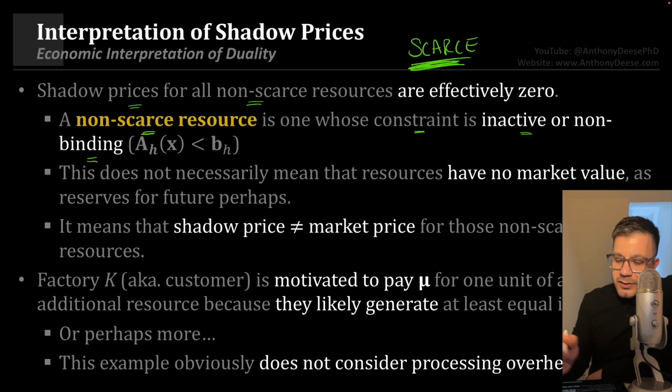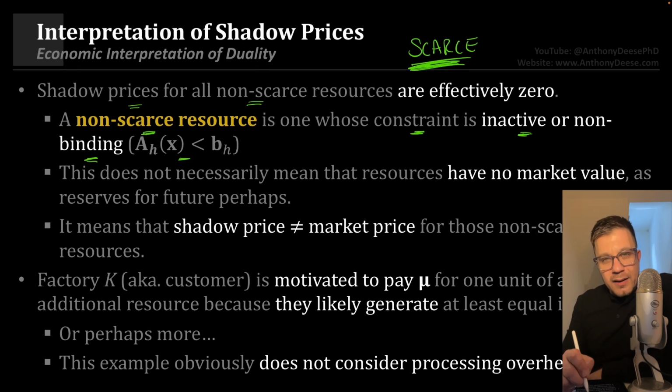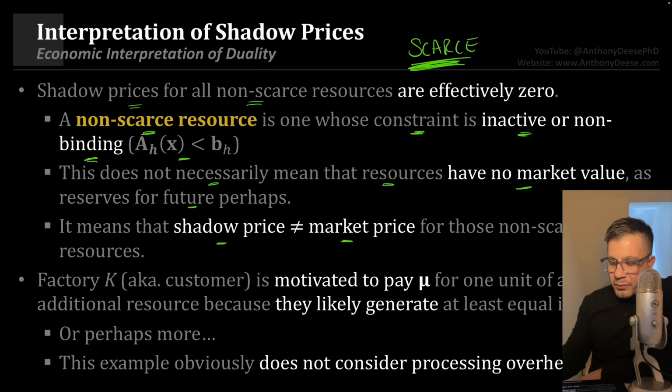A non-scarce resource is one whose constraint is inactive or non-binding. Right? This should sound familiar. We talked about this a lot in the past, especially when we were discussing the KKT conditions. Now, this does not necessarily mean that any resource that's not scarce has no market value, right? You could still buy it as a reserve for the future. It means that for those non-scarce resources, the shadow price would not necessarily be equal to the market price.